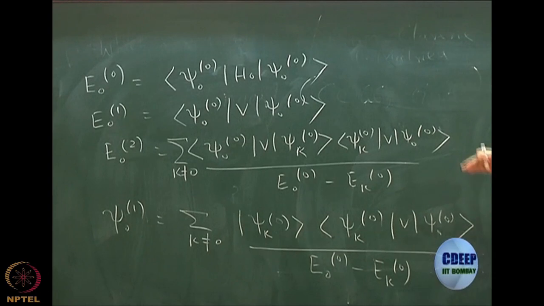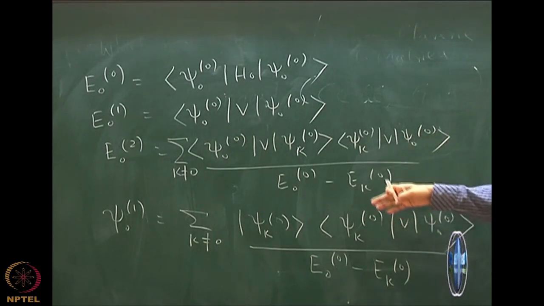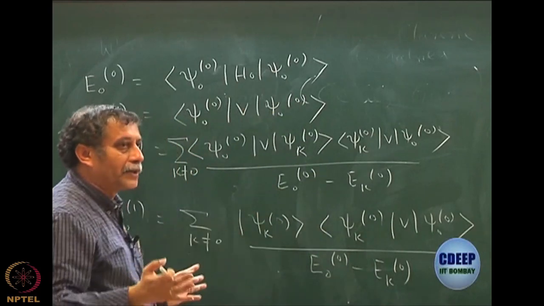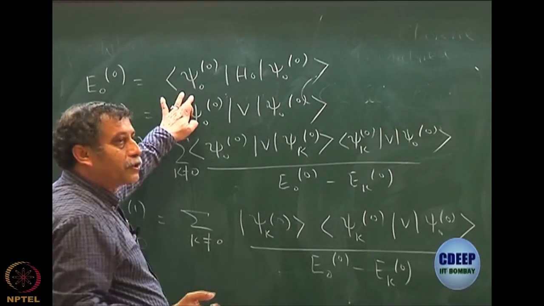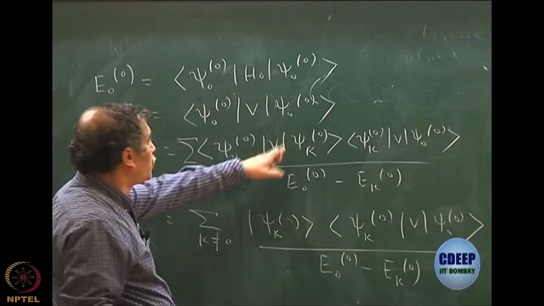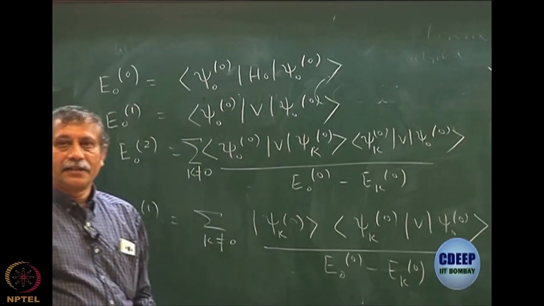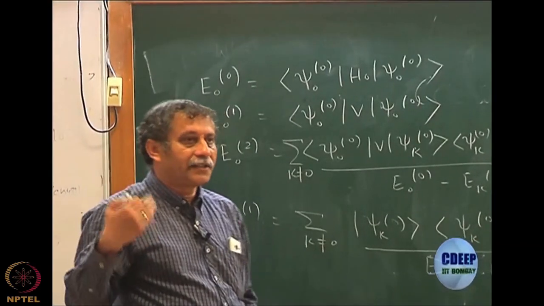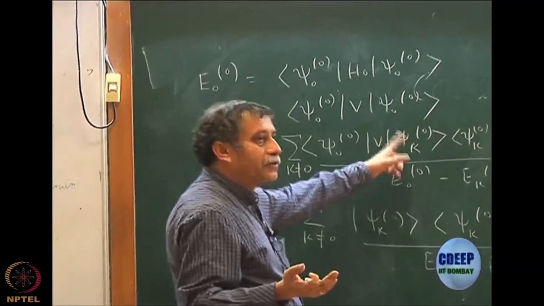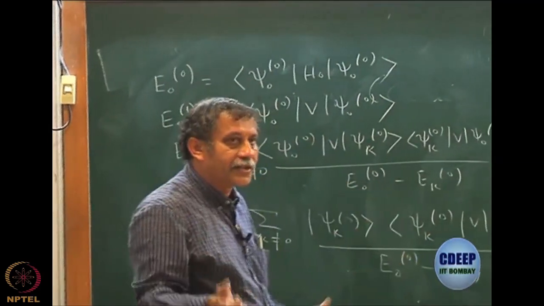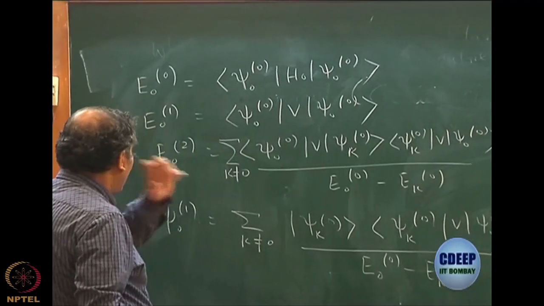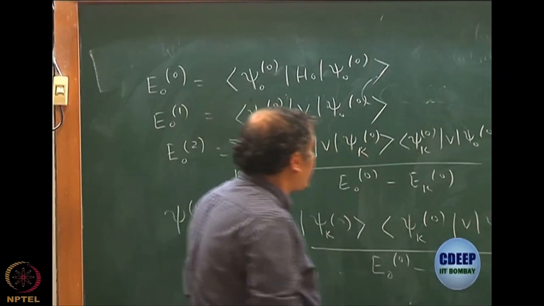We will now proceed with the Hartree-Fock perturbation theory, which means essentially H naught is the Hartree-Fock Hamiltonian, which is the sum of the Fock operators. So psi 0 0 becomes psi Hartree-Fock, and all the psi k zeros are basically the other determinants of H naught, all other determinants among the MCN determinants that we discussed. So we will have to start with that as the perturbation.